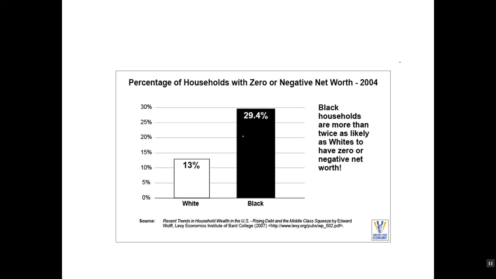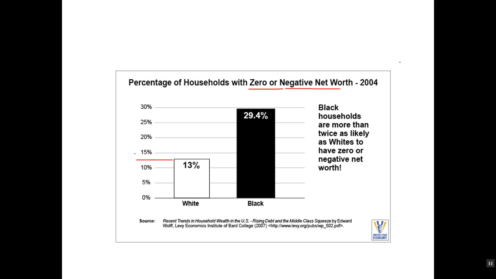More about the economic system. This is a very interesting statistic: households with zero or negative worth. That is, how much money do you have in the bank? Do you have some saved up, or do you have nothing, or actually you owe more than you have?